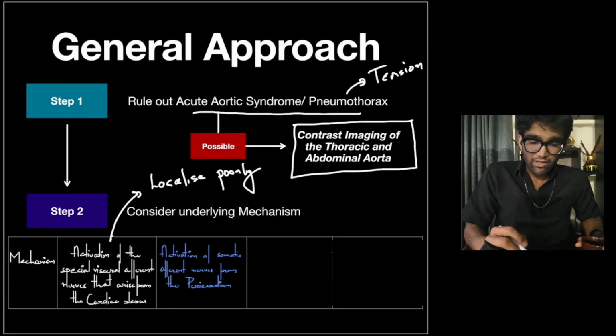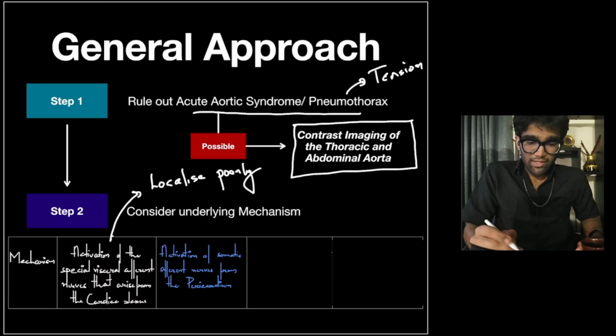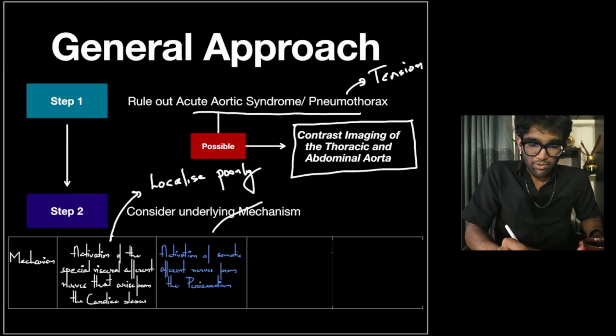Whereas somatic efferent nerves have a one-to-one exact point-to-point localization, so the patient is usually able to tell where exactly the pain is. So that is something that helps us a lot.